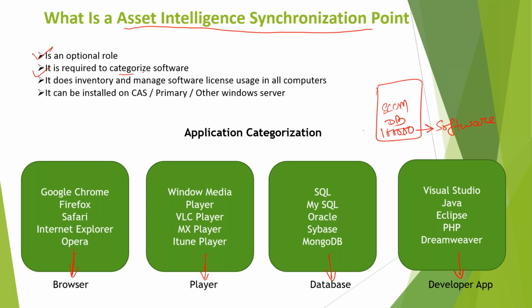It is required for categorization of software. It will do more inventory. Suppose you need some more hardware inventory or software inventory, it will help you to get that inventory for you. Plus it will help you to manage software licenses as well. Where can you install this role? You can install this role on CAS, the central admin site, or you can install this on primary, or you can install this on any other Windows server. These are the roles of the asset intelligence synchronization point.